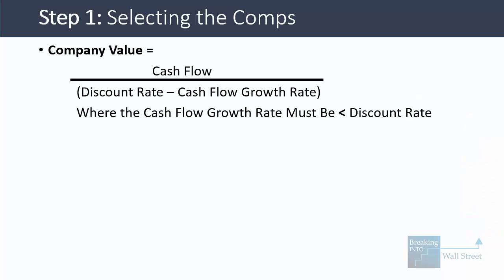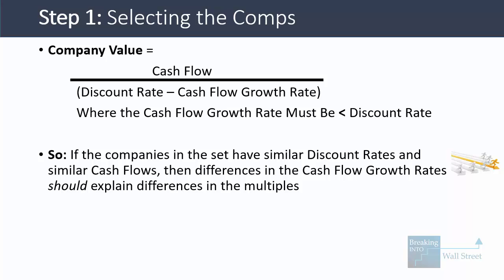This goes back to one of the most important formulas in finance and valuation, which is that company value equals cash flow divided by the discount rate minus the cash flow growth rate, where the cash flow growth rate must be less than the discount rate. So if companies in a set all have similar discount rates and similar cash flows, then differences in their multiples must be explained by differences in the cash flow growth rate. And that's what we're getting at here.